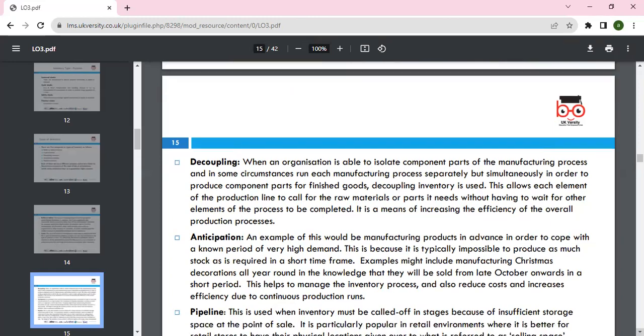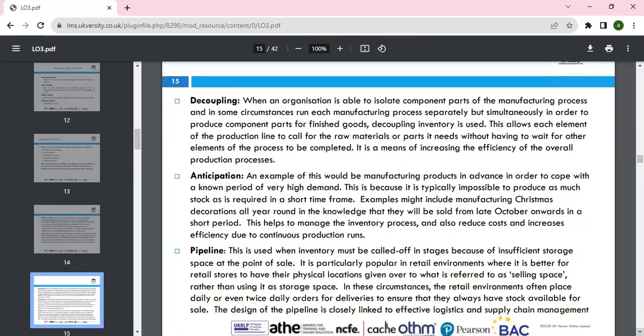An anticipation inventory example would be manufacturing product in advance, in order to meet a known period of very high demand, and that's why we need to make sure we carry on doing it.